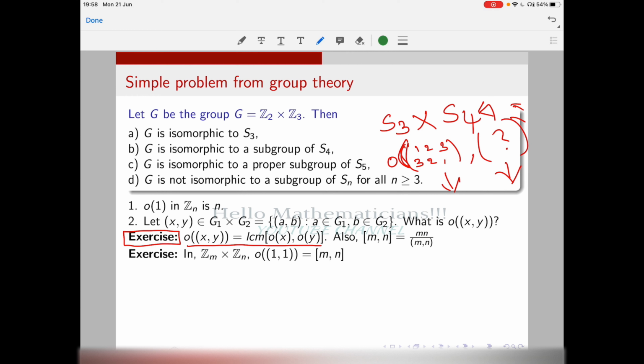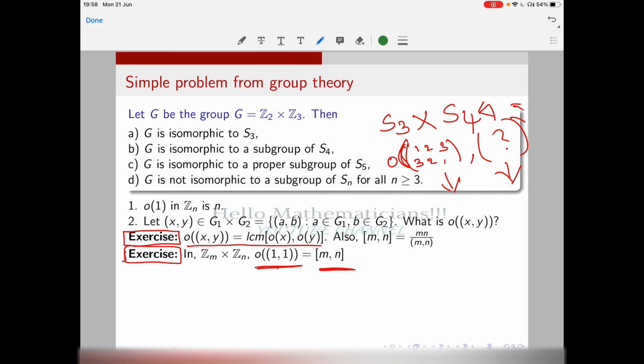Okay, so by using this result, we get in Zn cross Zn, the order of (1, 1) will be equal to LCM of m comma n. Okay, this is a simple exercise. You try to prove it by yourself.